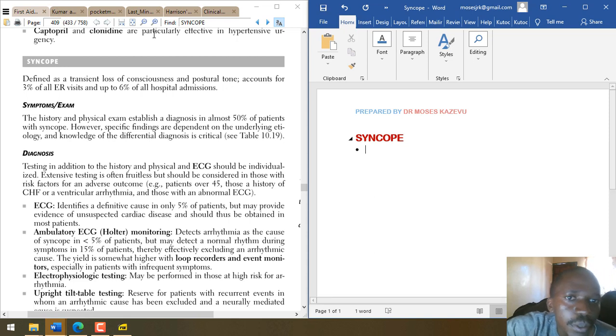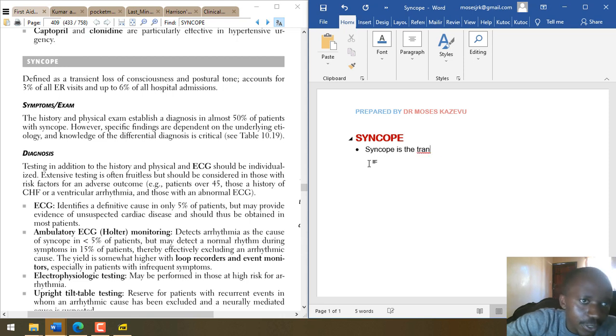So syncope, we're reading, is defined as transient loss of consciousness and postural tone. It accounts for 3% of ER visits and up to 6% of hospitalizations. Okay, fine. So syncope is the transient loss.